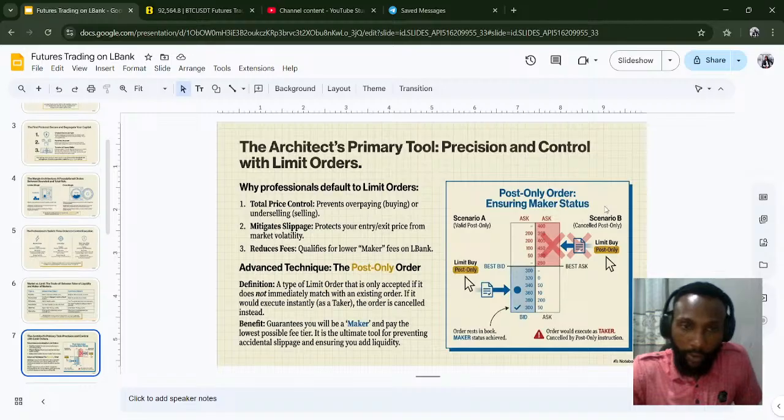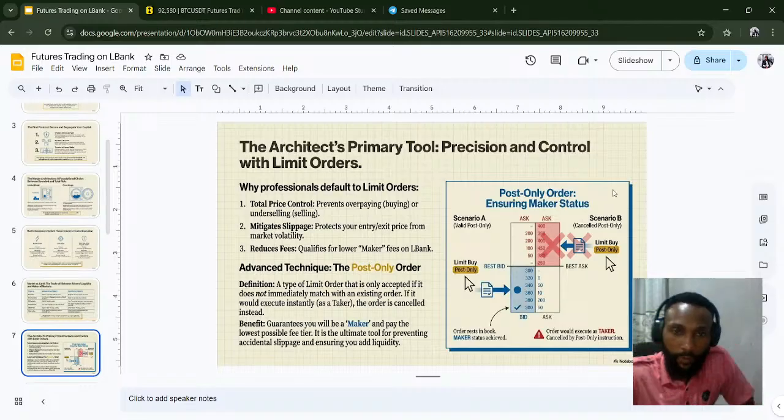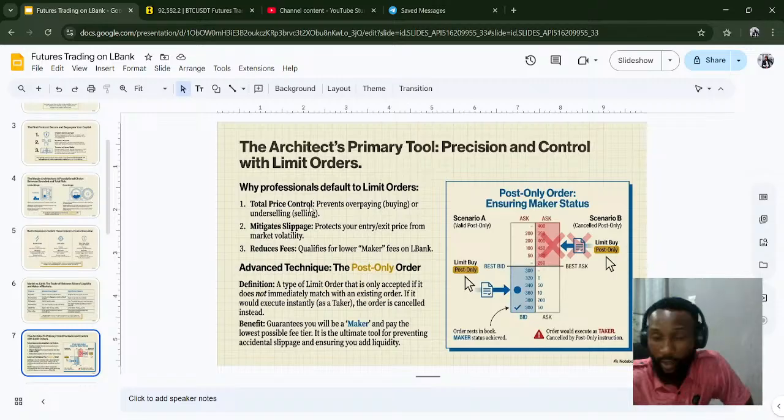The architect's primary tool: precision and control with limit orders. This is why most professional traders use limit orders instead. This diagram explains everything. Why professionals default to limit orders: they want total price control, to prevent overpaying when buying or underselling when selling. Understand? They want total price control.